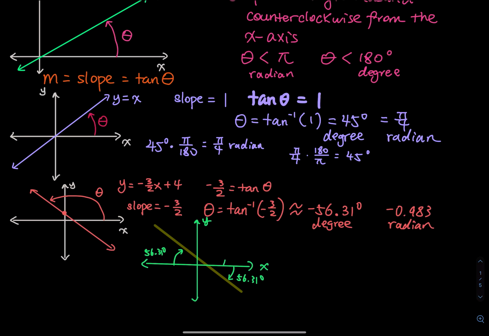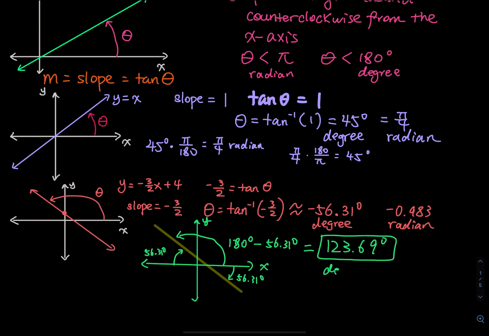And then from here to here, how do we calculate that? The degree equals 180 degrees subtract this piece. From here to here is one straight line, that is 180, right? And then you subtract this piece to get this piece. So you have to subtract 56.31 degrees. So the answer is 123.69 degrees. This is in degree mode, and that is the inclination.